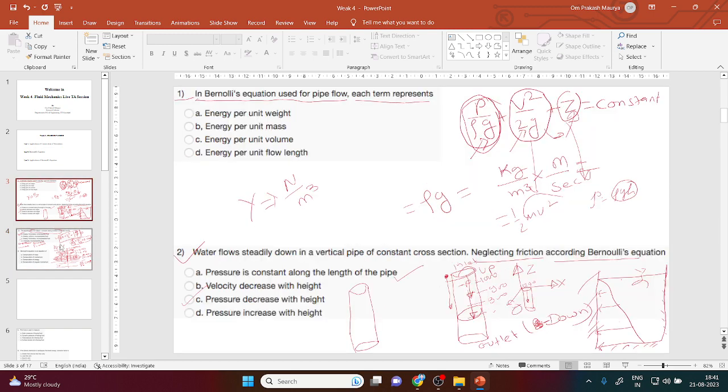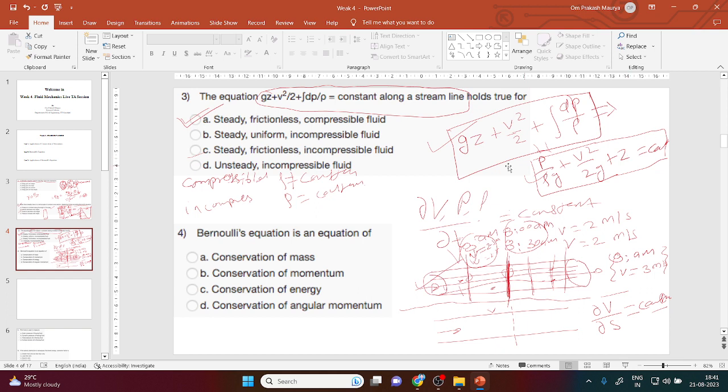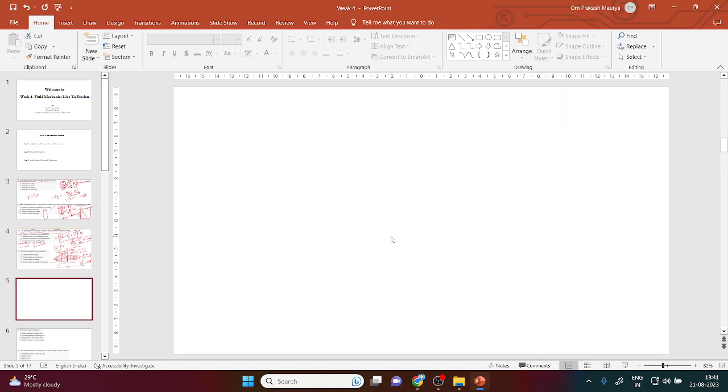Generally, when someone asks for the Bernoulli equation, people tell this equation: P by rho g plus V square by 2g plus z is equal to constant. But this is not the correct way. The correct way is that before telling the equation, you tell the assumption, then you describe your answer, and then you write your equation. So now coming to your question.